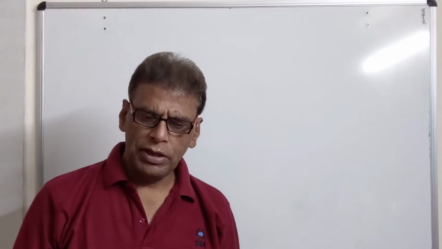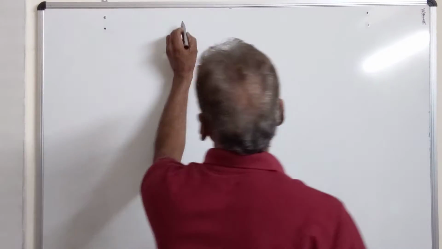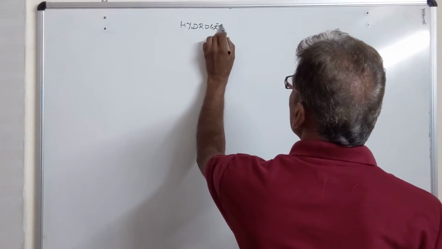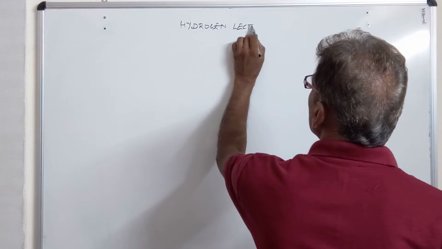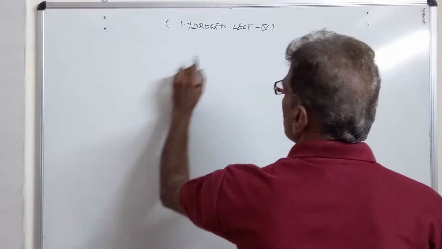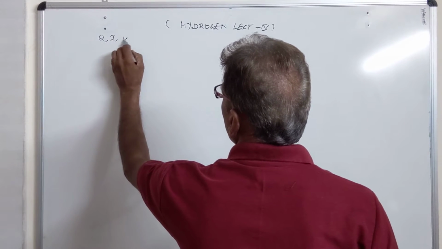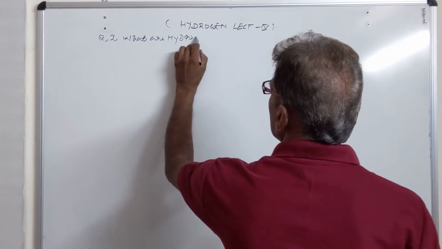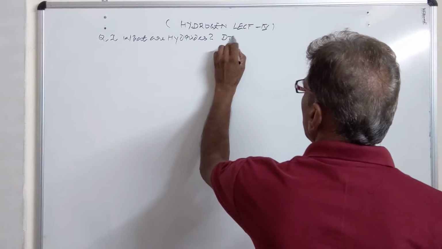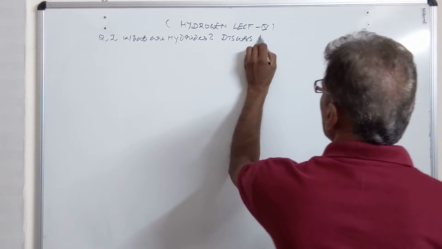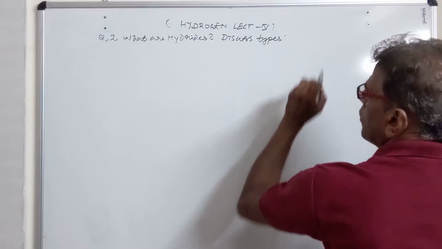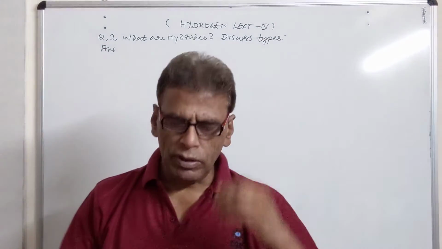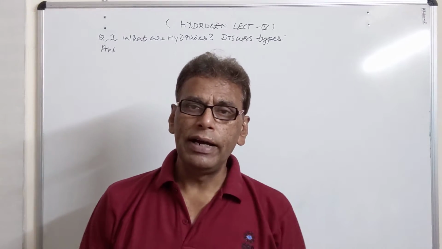Continuing with hydrogen, it is our fourth lecture on hydrogen. Question is, what are hydrides? Discuss their types. So hydrides, these are the binary compounds of the elements with hydrogen. The hydrides, they are of many types.